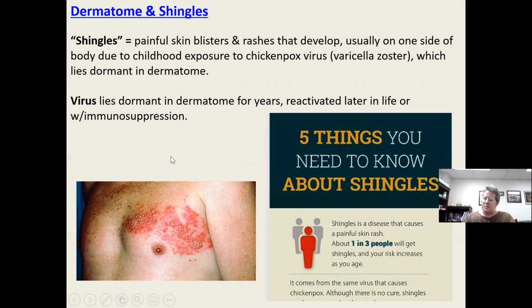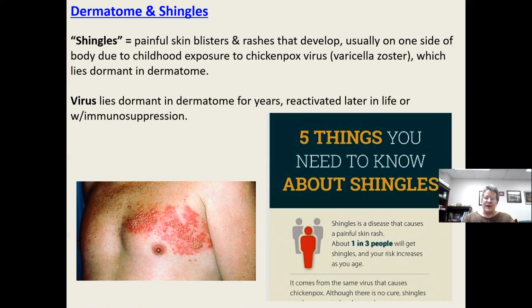Now, if you've been exposed to this chickenpox virus, once you've gone through the chickenpox and you've healed from it, that virus can lie dormant in your dermatome for a long period of time. And then sometime later, for whatever reason, if you're immunocompromised or stressed, you get a bout of shingles. Now, there's not much you can do for viruses, until they've come up now with a shingles vaccine.